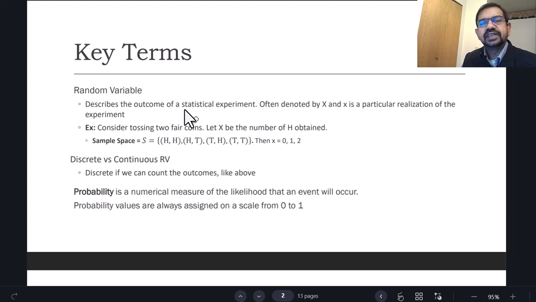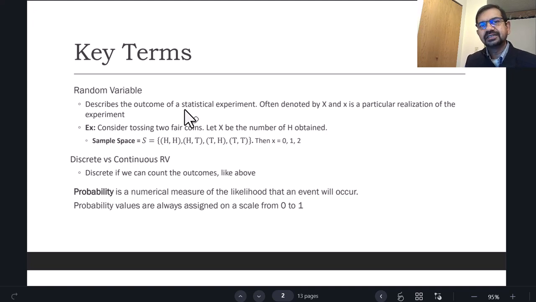The key idea here is to define the sample space. Sample space is the possibility of all the outcomes that our random experiment can take. So if we toss two coins, we could get two heads, we could get a head and a tail, we could get a tail and a head, or we could get two tails. So in our case, where our random variable is the number of heads that we flip, our random variable can have three realizations: x equals 0, where we do not flip any head; x equals 1, where we flip one head; and x equals 2, where we get two heads.